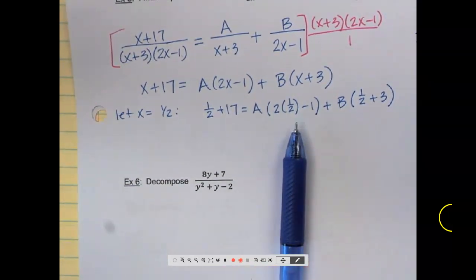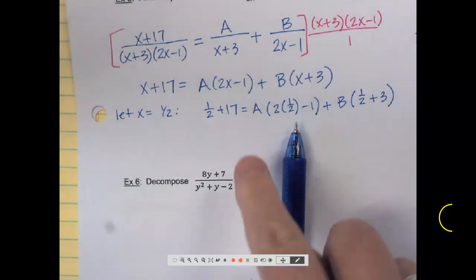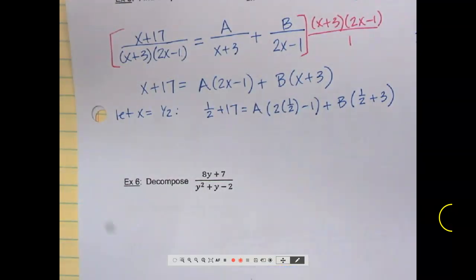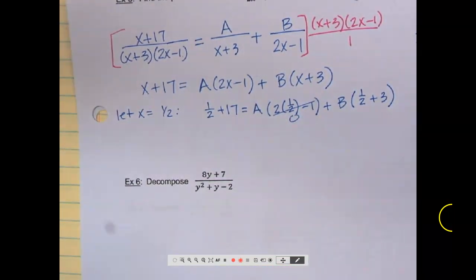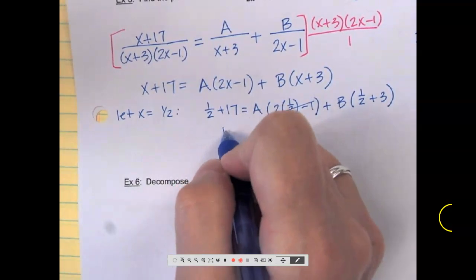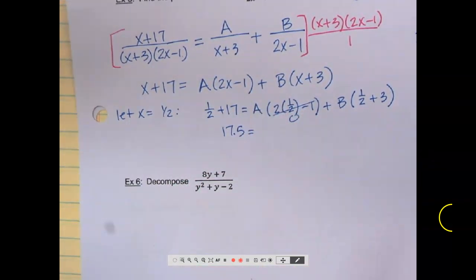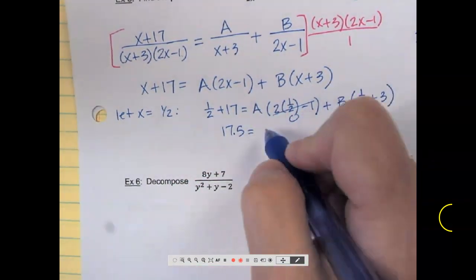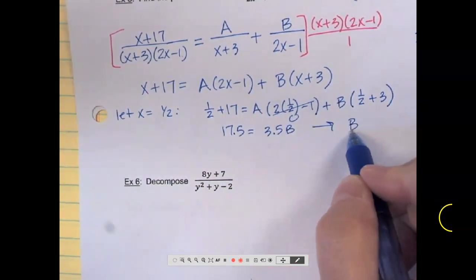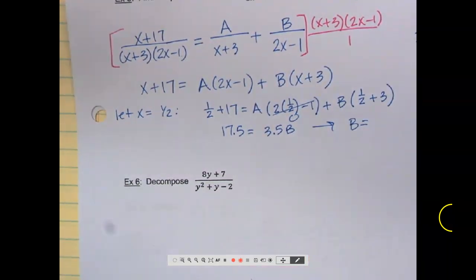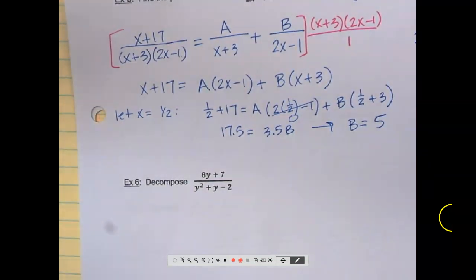What is 2 times 1/2? And what is 1 minus 1? 0. If one of these isn't 0, then we made a mistake. So that is just 0. A times 0 is 0. So I have 17.5 equals 3.5b. Divide, and what does b equal? Anybody? 5? No, 5 is right.